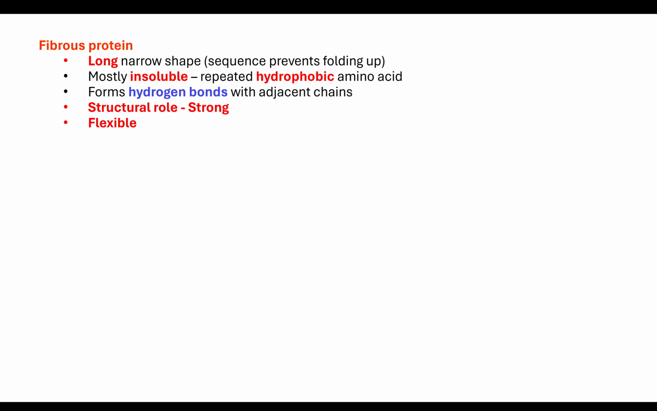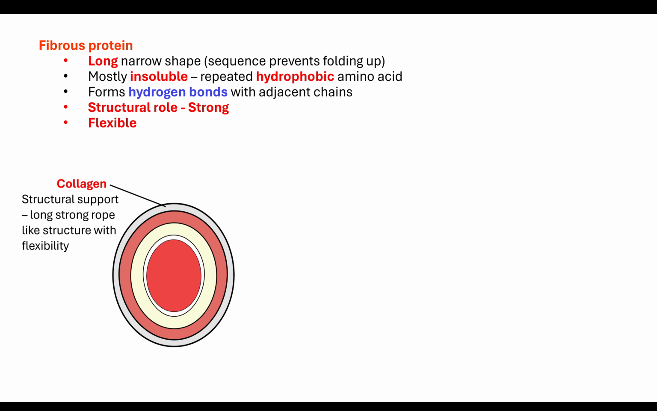So there's 3 that you need to know as examples. Collagen, the structural support in our blood vessels. These are long, strong, rope-like structures with the flexibility. So they are strong to withstand the pressure of the blood that moves through your blood vessels, but they're also flexible to allow for, as the heart is pumping and pushing the blood out, there's a bit of flexibility so it can stretch.